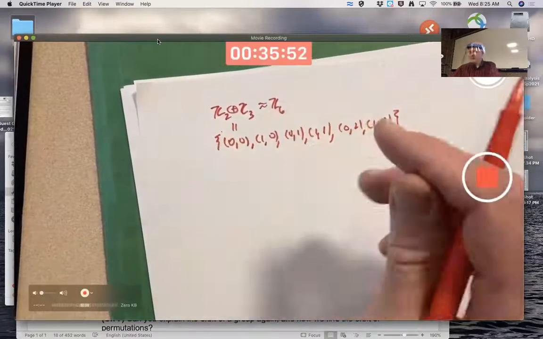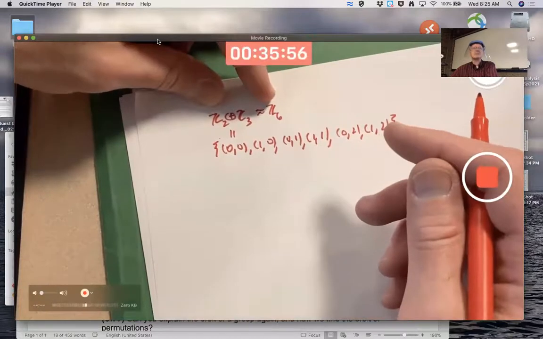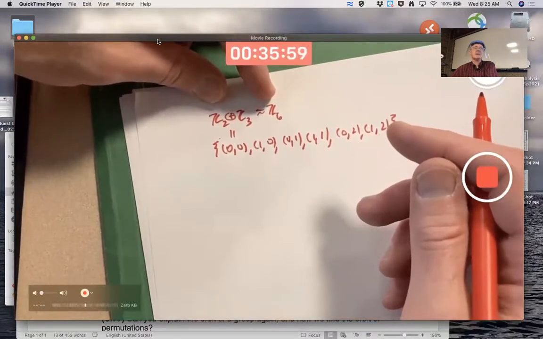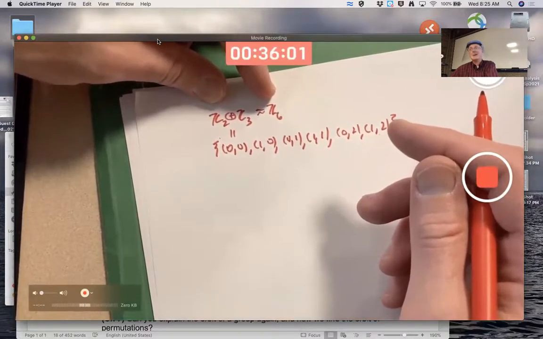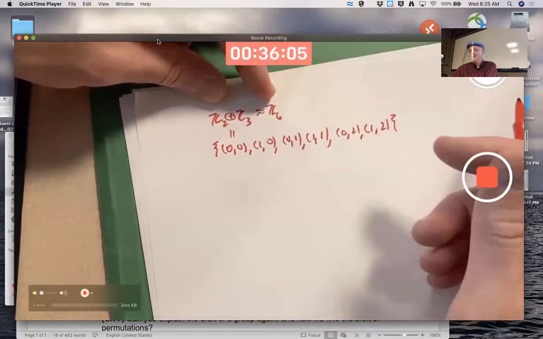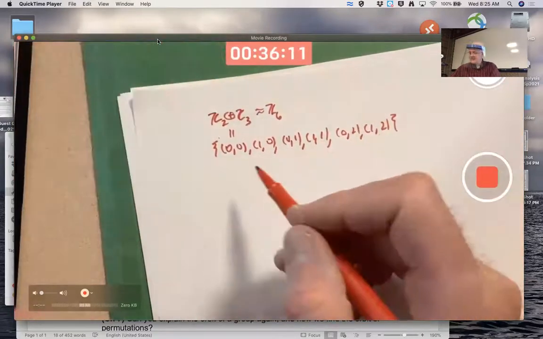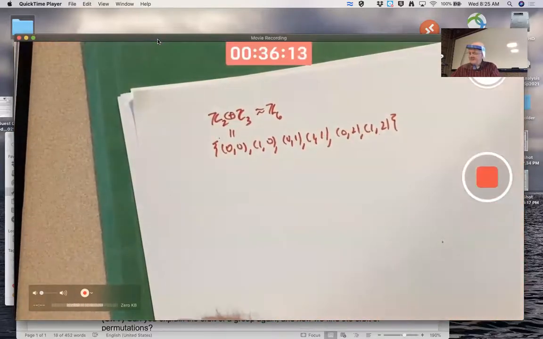These are not the same groups, right? Z2 external direct product with Z3 is not the same group as Z6. The elements are not the same, and the operations are not the same, but they are isomorphic. They have the same Cayley table structure if you made the Cayley tables, and the same number of elements of each order, and so forth. We're looking for a generator of this. So we're looking for an element of order 6.